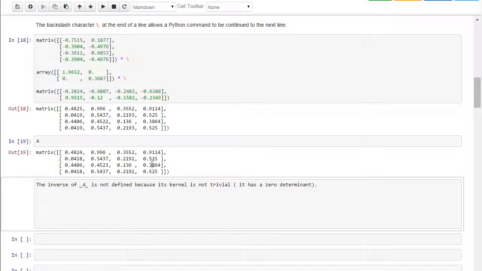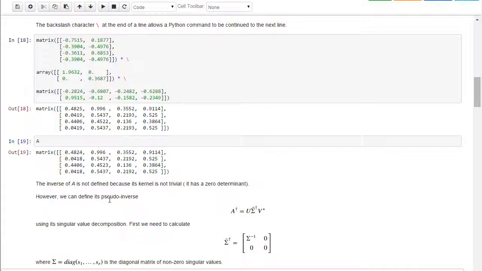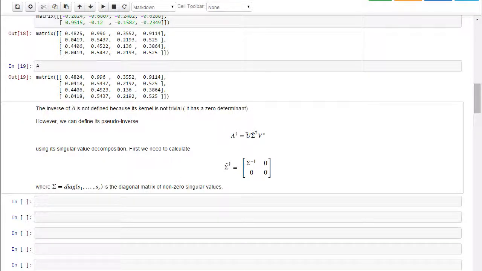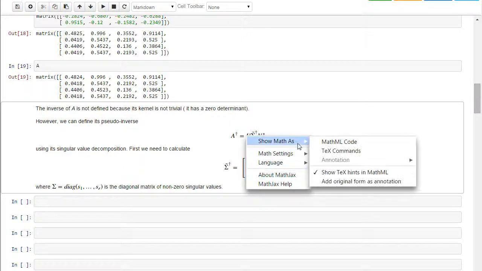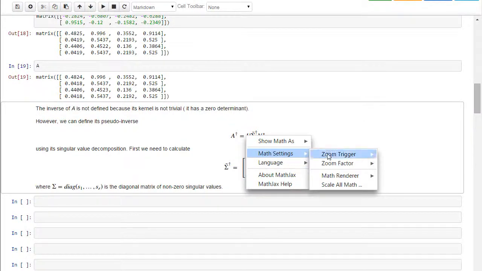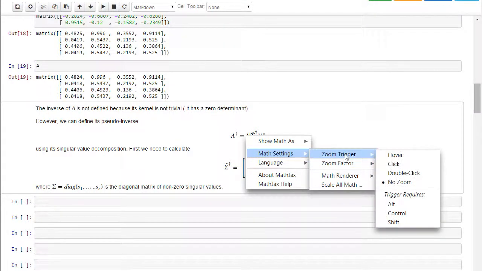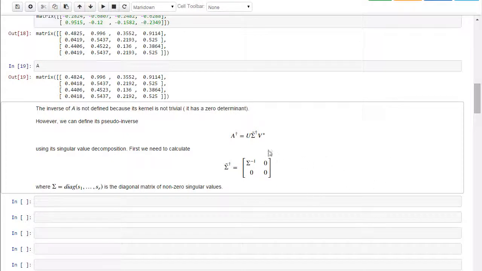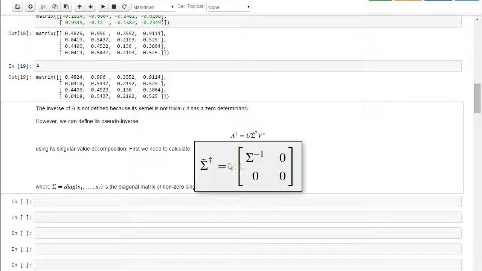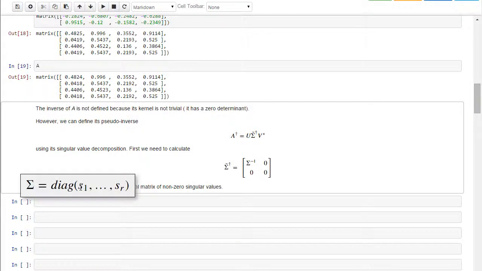So what does the pseudo inverse look like? The pseudo inverse is this A dagger, and let me make it a little bit bigger. Let's make it hover. So you can see the A dagger is simply the U and the V have switched roles, and the sigma is a dagger, and by that we mean the non-zero part is inverted and all the zero part is left as is. And remember here that this sigma is the diagonal, S1 up to SR.